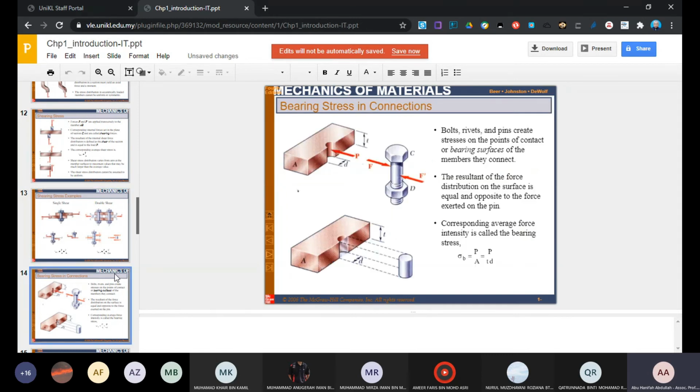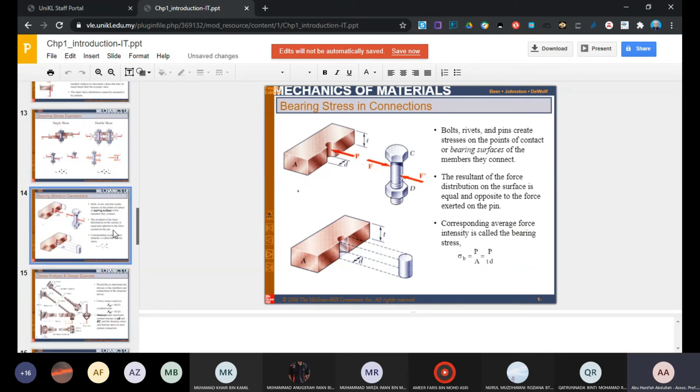Okay, let's move on. So now the next one is bearing. The rivets will force on the hole. So the force will be against the hole. The hole may crush. If you do aircraft structure inspection, you see elongation of the hole. The elongation is due to the failure of bearing.